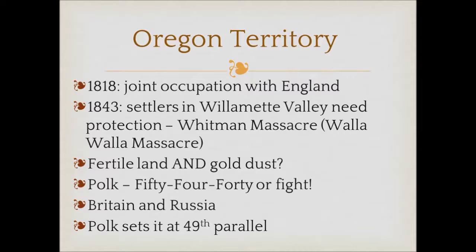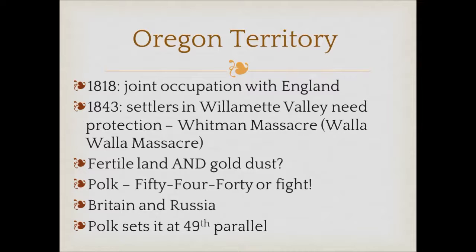So remember, 1818, that treaty, we agreed to have a joint occupation with England for 10 years. Big mistake. You never want to share land. But it actually is going to go on for more than 10 years. The British don't want to let go of it. And it's not going to be a giant, giant problem until about 1843.